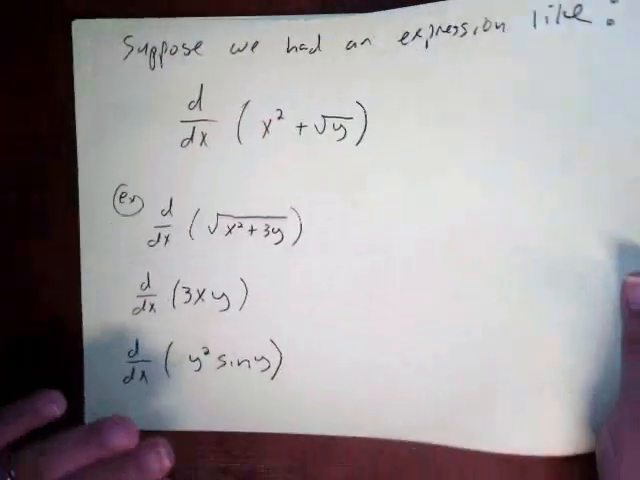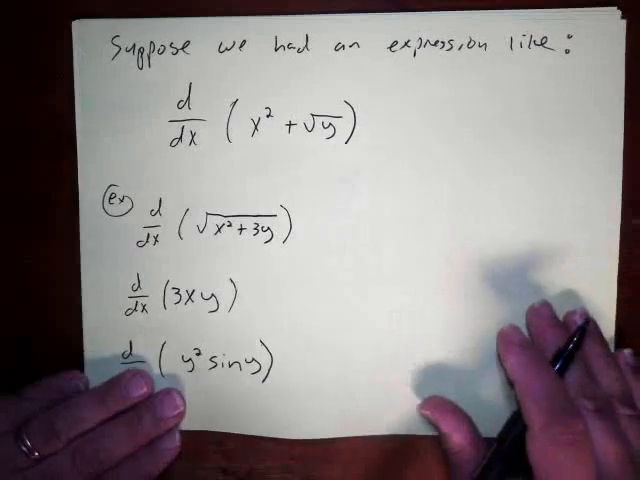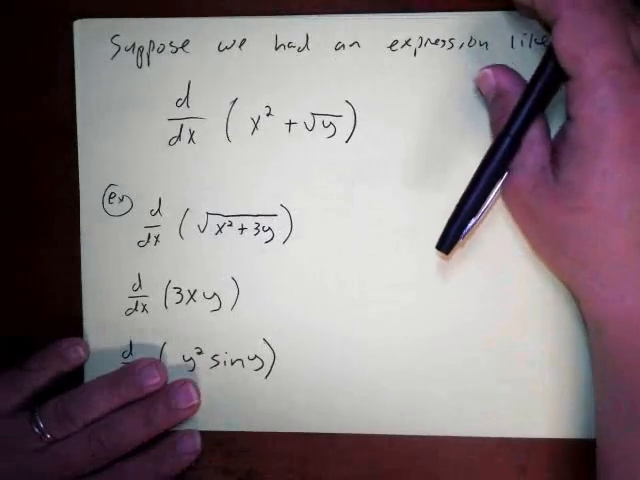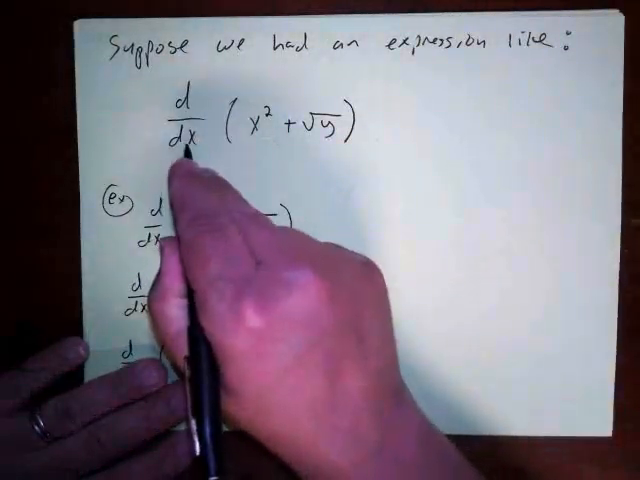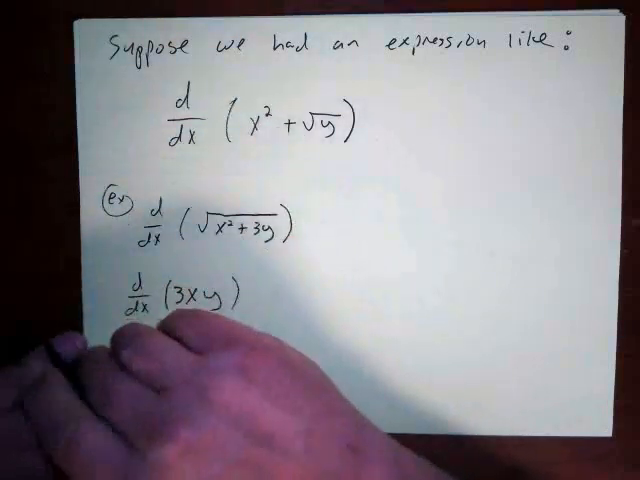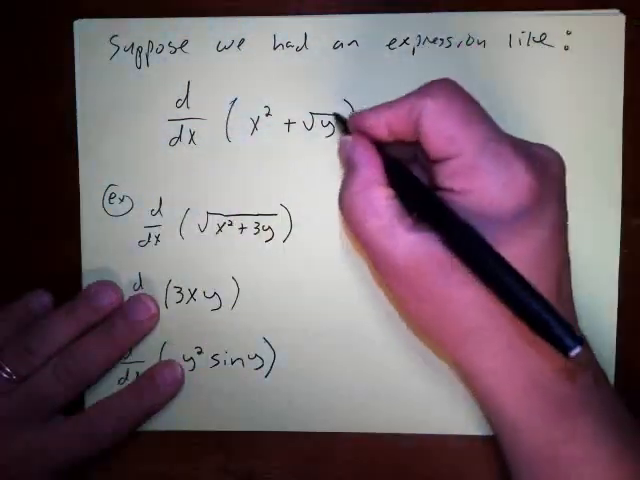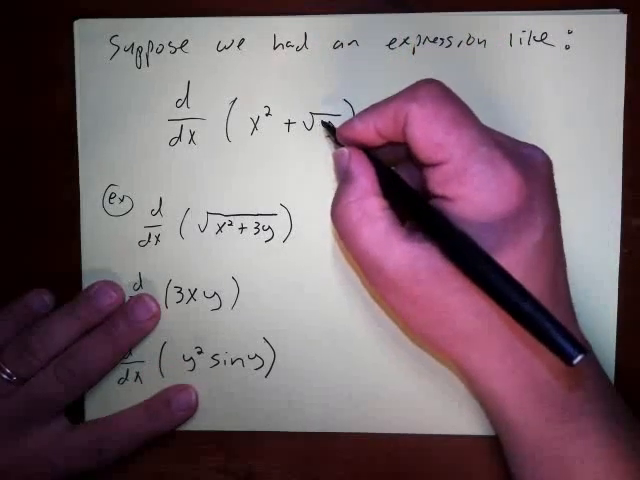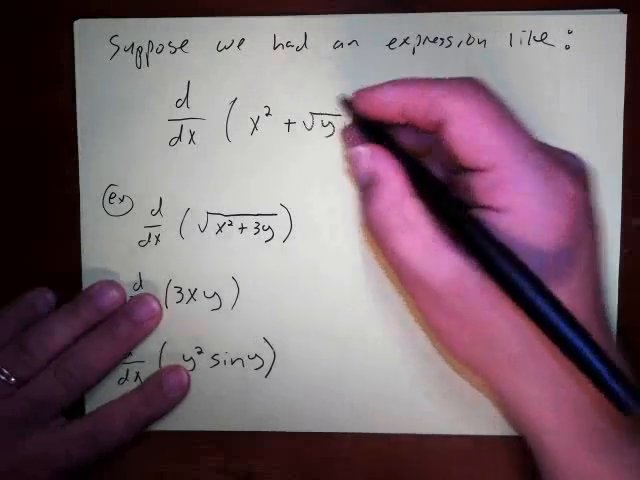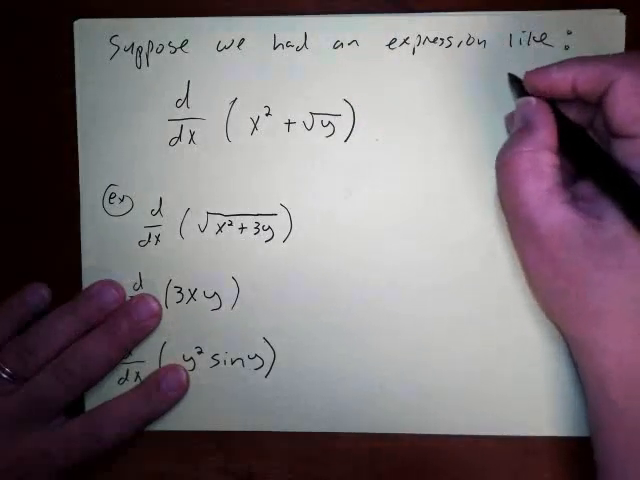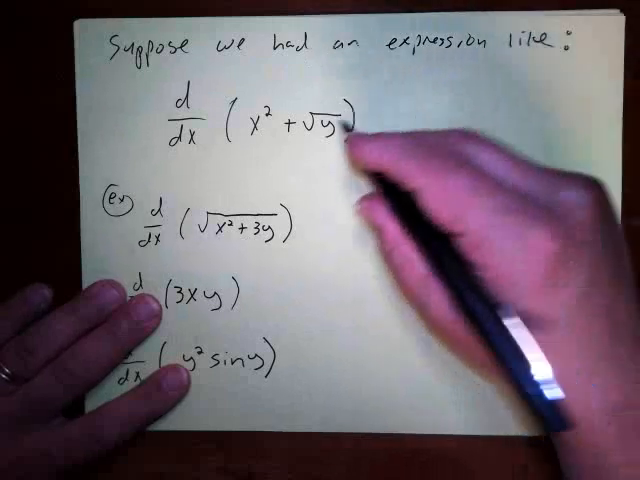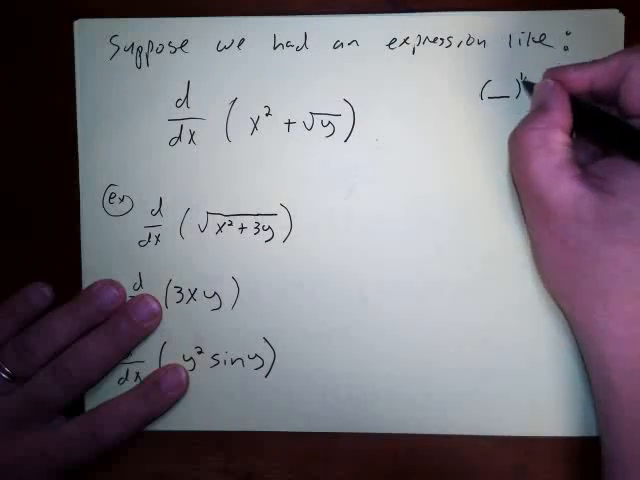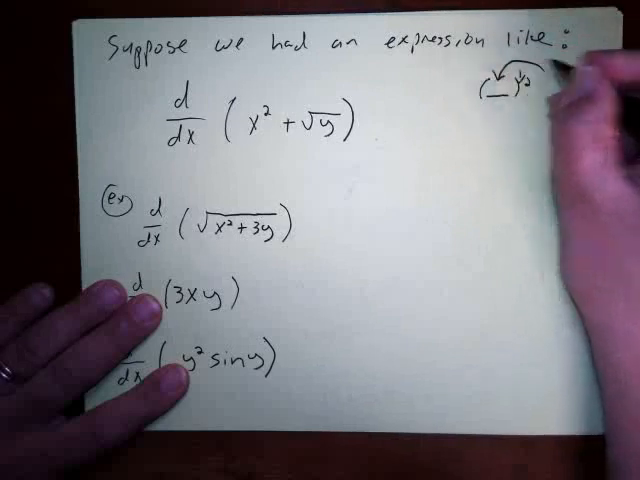So the idea of implicit differentiation is when you have expressions that involve an x and a y, and you want to take a derivative of that expression with respect to x. You can think of y here as being a composition with the square root function. Let me show you what I mean. The square root function would be like this, to the 1/2 power, and then inside of there we have y.